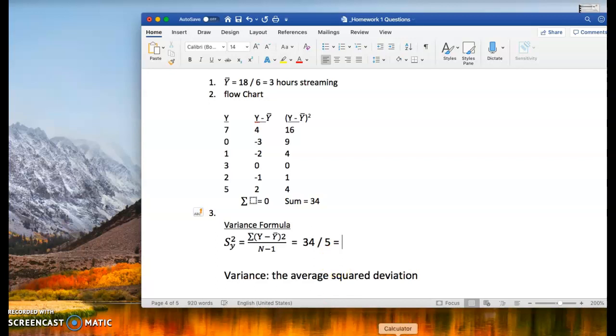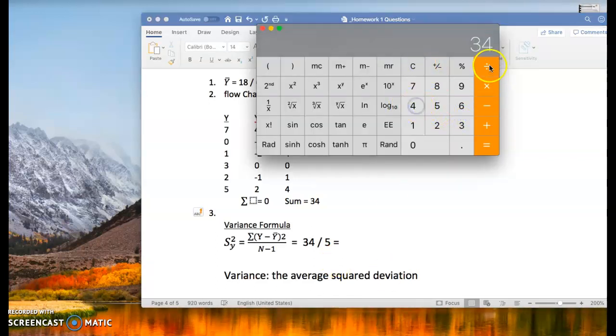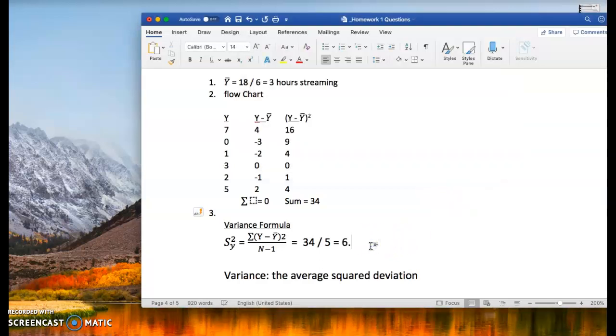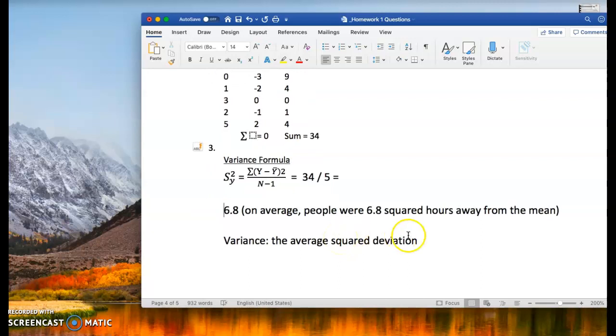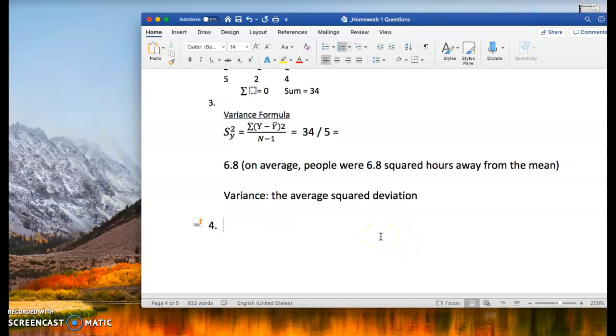So now all we have to do is find 34 divided by 5, and that comes out to 6.8. So this is my average squared deviation. Quite literally, what this means is that people were, on average, 6.8 squared hours away from the mean. So it really doesn't tell us a whole lot of really useful information. Like I said, it's a step that we take in order to find the standard deviation. So let's go ahead and move over to that step.